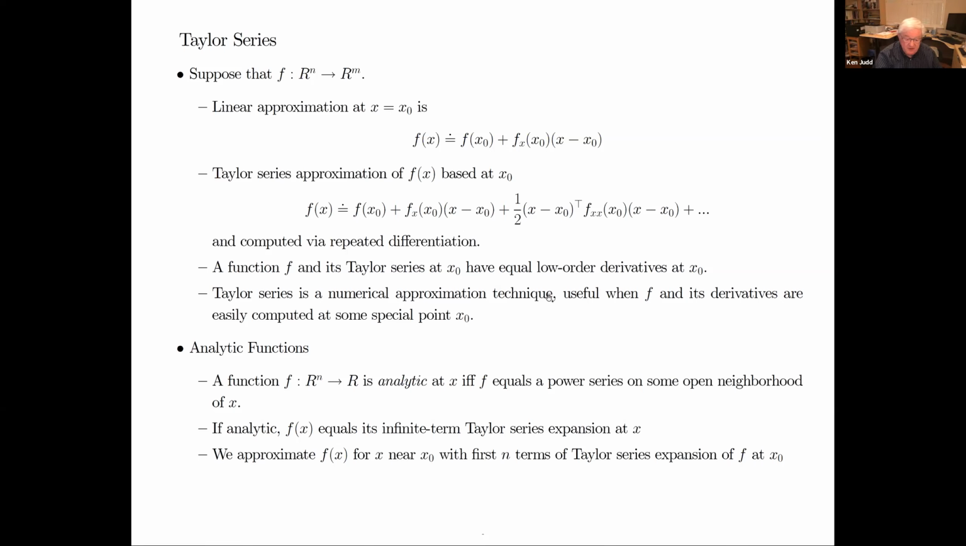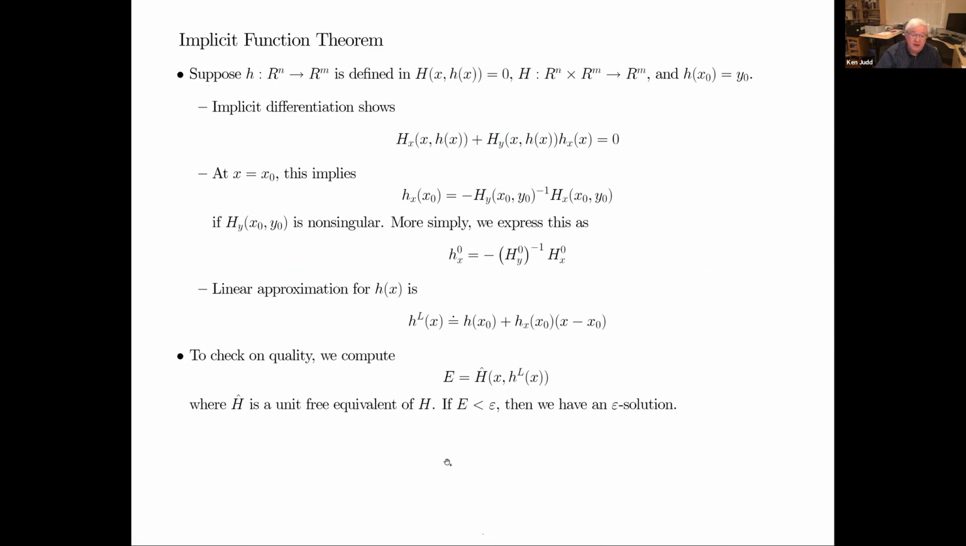multivariate Taylor series expansion. I also remind you that we talked about a function being analytic if in some neighborhood it equals its power series. Then, if it's analytic, locally the function equals its infinite-term Taylor series expansion. But then we truncate that to get a degree n approximation. That's Taylor series, the Taylor theorem.